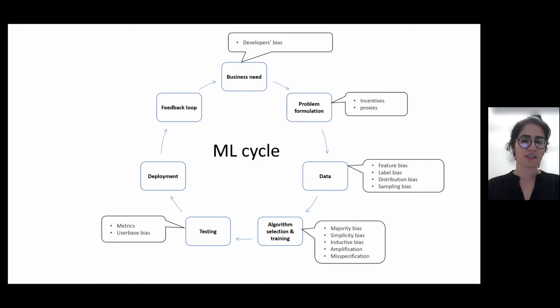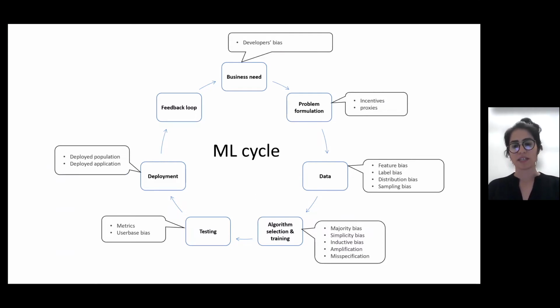For testing, what are the metrics we are using? How do they capture the performance over different groups? And we should think about our user base bias. For deployment, we should think about the deployed population and the deployed application. And in feedback loops, it's always good to think about how people change according to our model, how our model changes according to the change of the people, and how this feedback loop is happening. So tracking this feedback loop is necessary, and understanding how it is affecting different groups is really important.